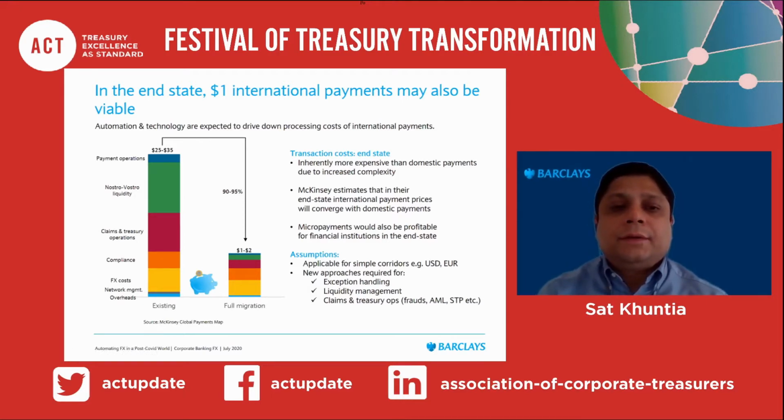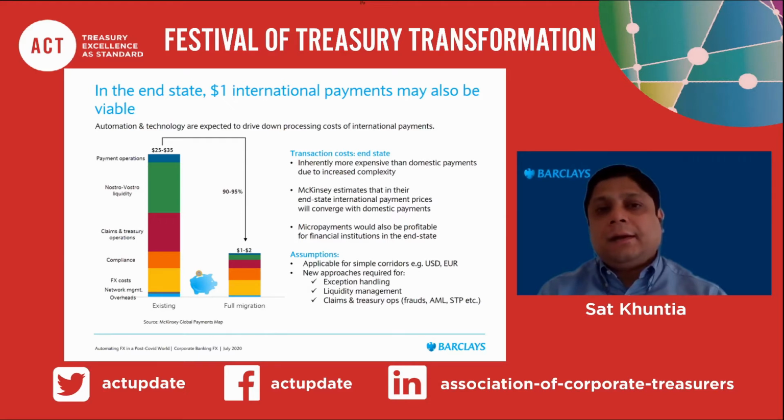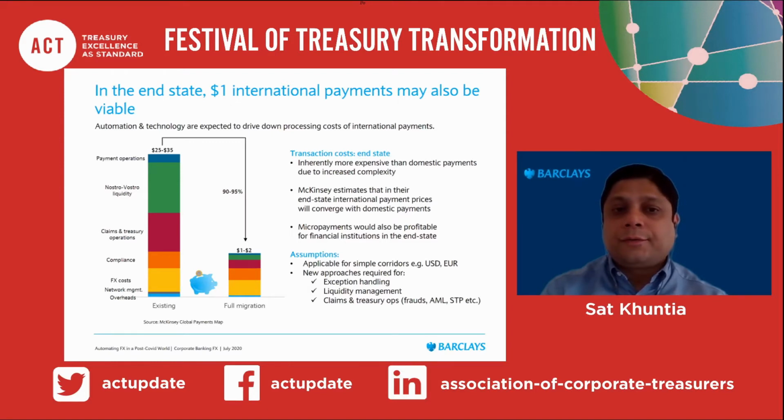I'll go to the final area, which is around efficiency and cost management. Efficiency and cost management is the end goal of all of these automation and digitalization moves. Now, there are a number of stats available. The one I've picked is a white paper from McKinsey, which was published a year or two back. And it makes a very bold prediction: that the end result of these automations will be that the cost of conducting international cross-border transactions will come down to the levels that we see for domestic transactions.